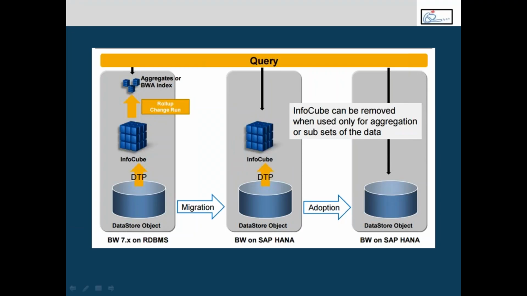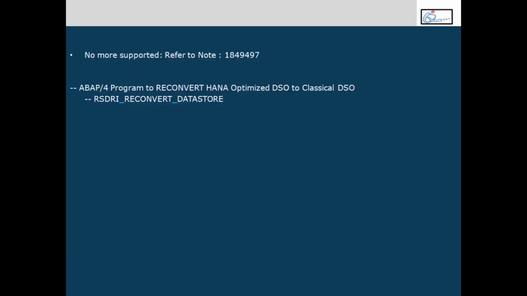Okay. So in the last class, we have seen HANA optimized InfoCube and unoptimized DSO, but there's no concept of unoptimized DSO for BW. So if you have already migrated that as unoptimized DSO, we have to reconvert it to normal DSO by using this program RSDRI_RECONVERT_DATASTORE.